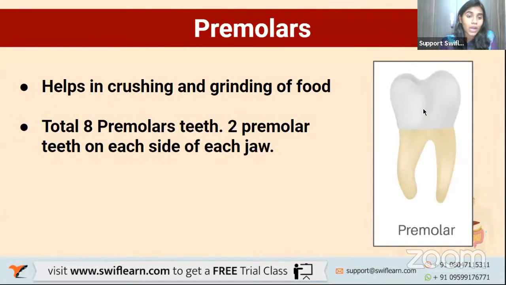Coming to premolars, premolars help in grinding and crushing the food. They are behind your canines. Totally, there are 8 premolars, 2 premolars on each side. Here there are 2, here there are 2, down there are 2, here there are 2. So totally you have 8 premolars in your mouth.